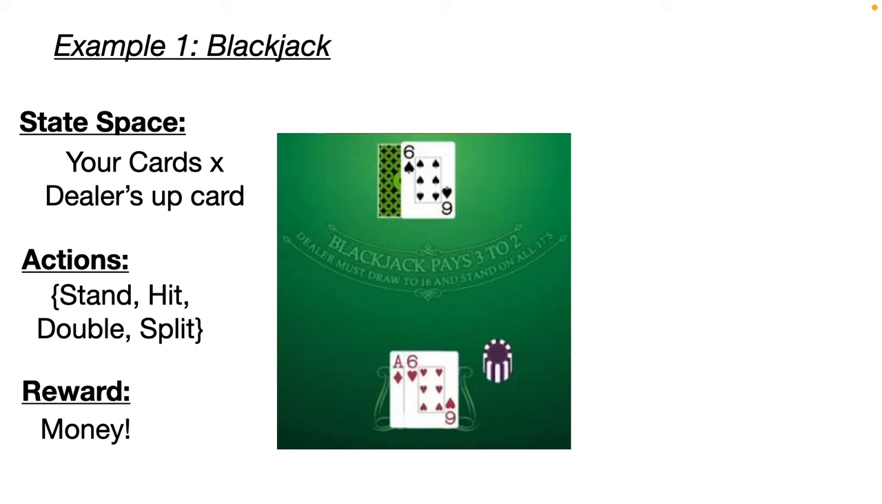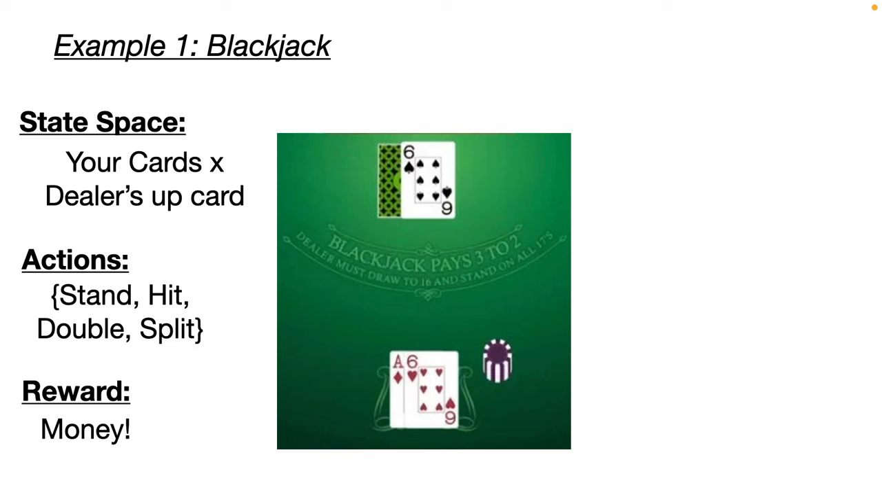The main things you can do are stand. That means you stop getting new cards and you just stop with what you have. Or you can get more new cards. That's called hitting, okay? And in blackjack, your goal is to get as close to 21 as you can without going over. If you go over 21, then you bust, you lose.